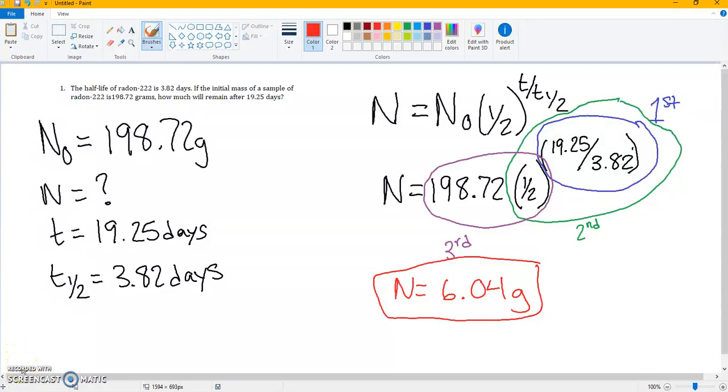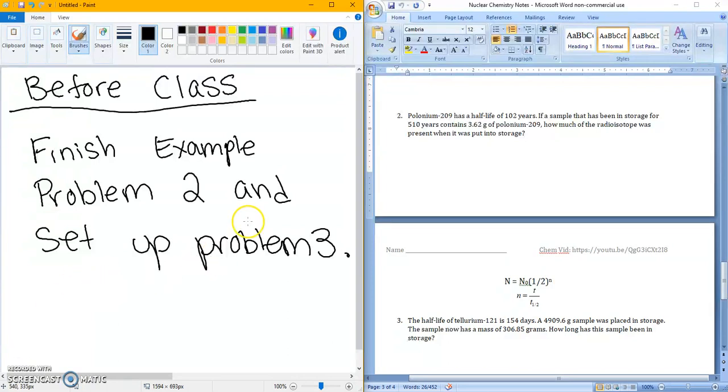Okay, time for an assignment. Before you come to class, try problem number 2 and get the answer. And then for problem 3, set it up. You might need a little help with the math because it does require a little bit of finagling with the algebra. But at least set up number 3. Good luck!